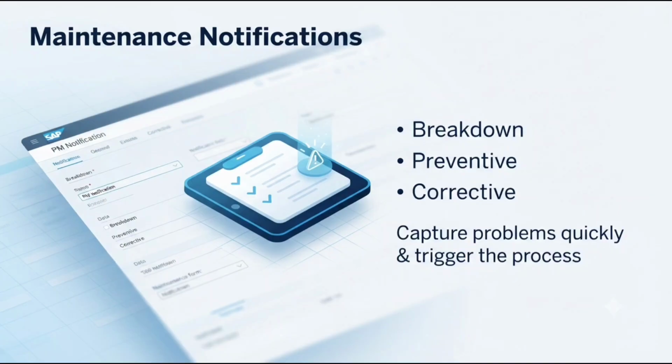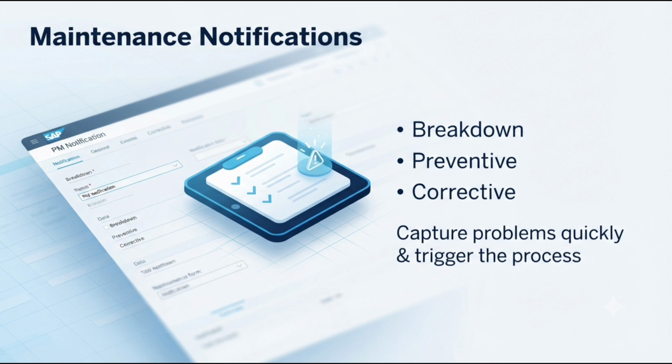Notifications are the starting point of most maintenance processes. When something goes wrong or a request is raised, a notification is created in the system. It captures important details like the problem description, location, equipment, and priority.